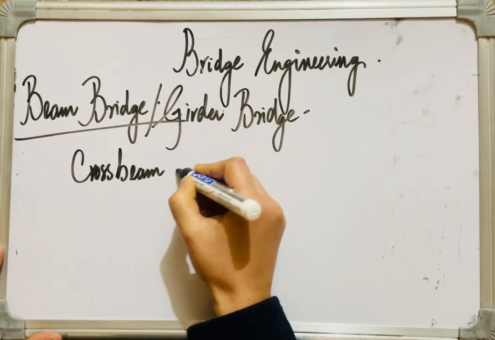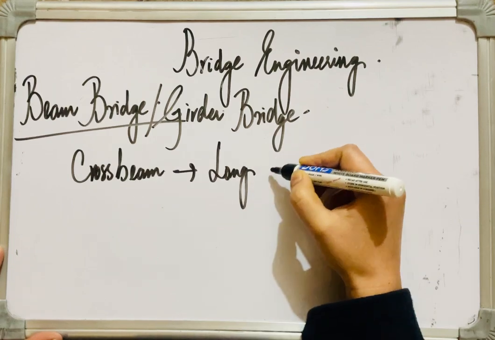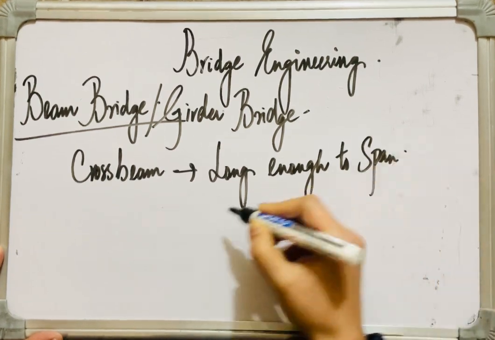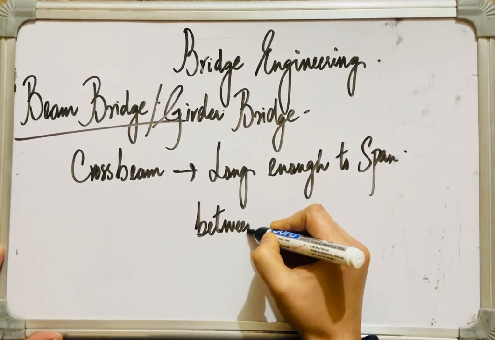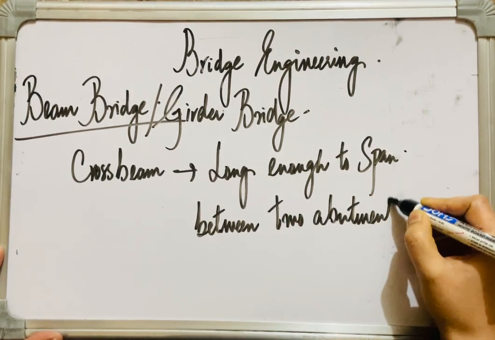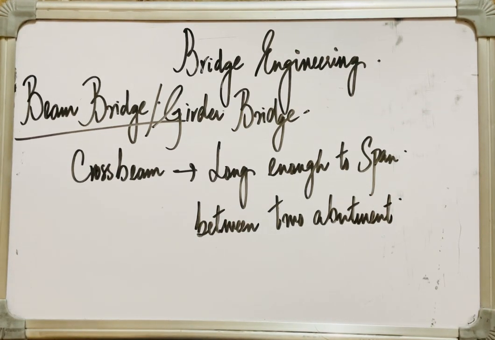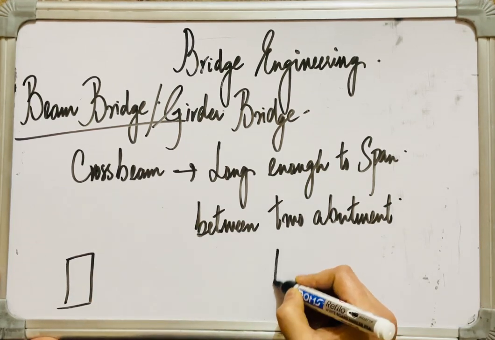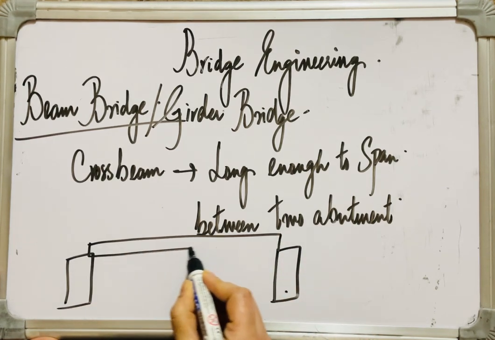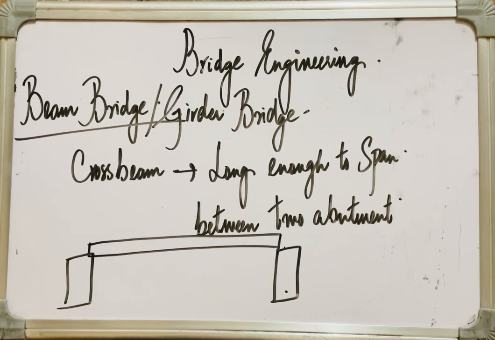A cross beam that is long enough to cover the span between the two abutments. So a beam bridge or a girder bridge is the simplest type of bridge, and all that we need is a cross beam that is long enough to cover the span, and that will be essentially supported by the two abutments on each end.